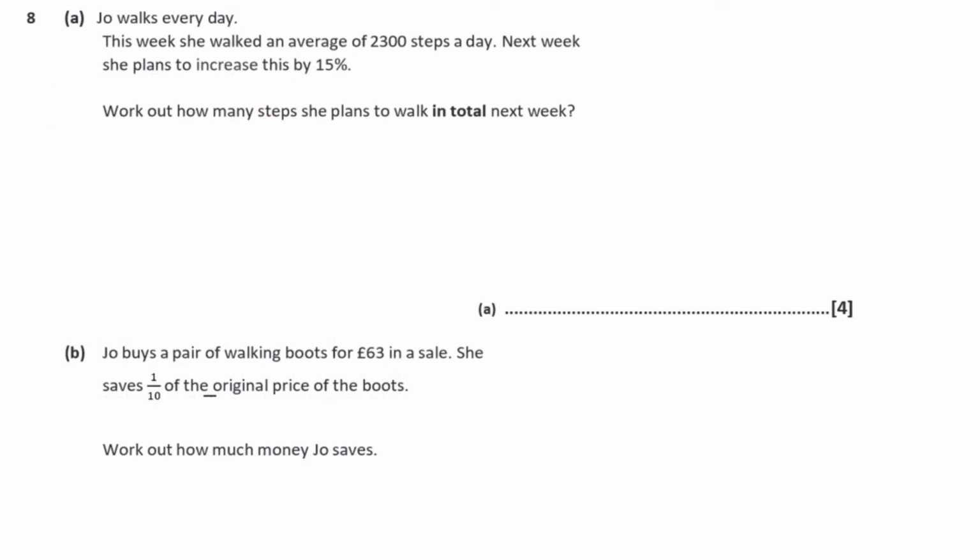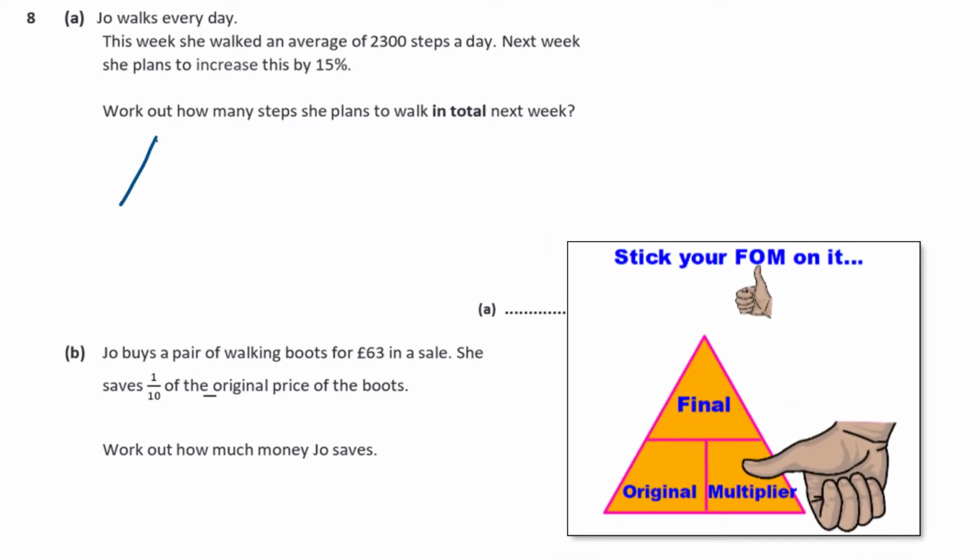Question 8a. Joe walks every day. This week she walked an average of 2,300 steps a day. Next week she plans to increase this by 15%. Work out how many steps she plans to walk in total next week. Okay, so this is another percentage question, in this case a percentage increase. So I'm going to use the same triangle I used earlier. I like this triangle for percentage questions because you can use it for every percentage question there is, and it's just one method. So once you've learned it, you can do it for every percentage question.